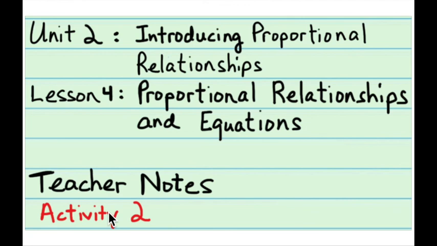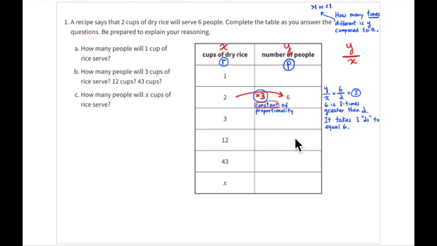This is activity 2 of lesson 4, proportional relationships and equations. So we're moving towards writing the equation for these relationships. So how do you do that? In this first part, you're given a table that compares the number of cups of dry rice to the number of people. And then you have to fill in the table, and you're going to have to write the equation in the end.